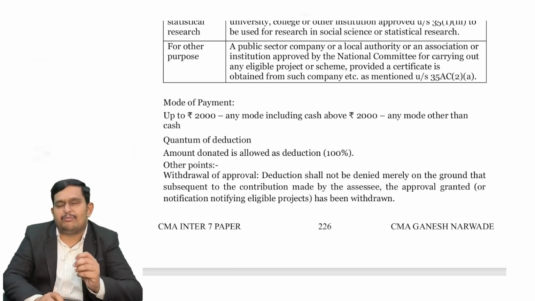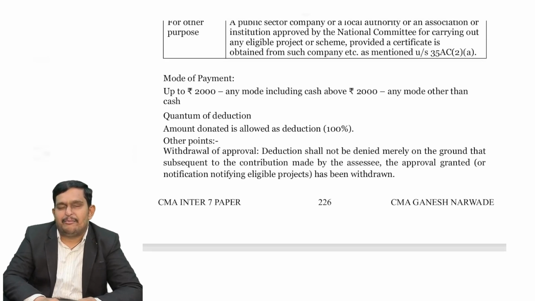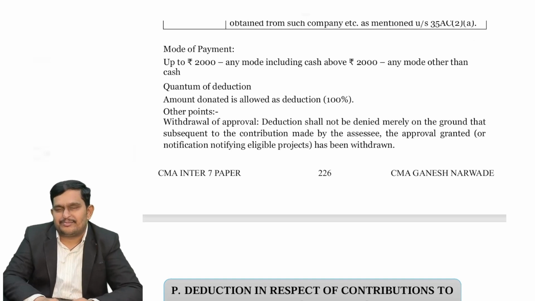But if the payment is more than 2000 rupees, in that case you have to pay through account payee cheque, demand draft, or electronic mode. Then only you will get the deduction. Suppose I ask you a question: I paid 10,000 rupees in cash for scientific research. Can I get deduction? The answer is no. Why? Because for cash, the max limit is 2000 rupees.